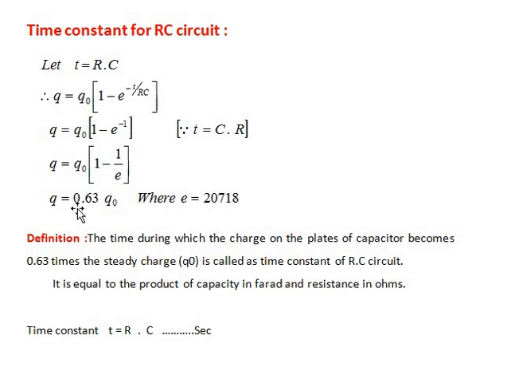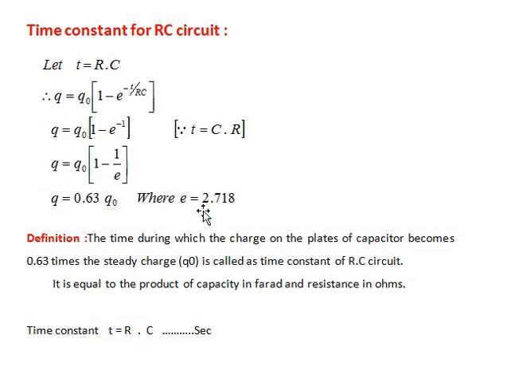So therefore Q is equal to 0.63 into Q naught, where the value of e is 2.718. So the definition of time constant is the time during which the charge on the plates of the capacitor becomes equal to 0.63 times the steady charge, that is Q naught, is called the time constant of the RC circuit. So it is equal to the product of capacity in farad and resistance in ohm. Therefore the time constant T is equal to R dot C in seconds.